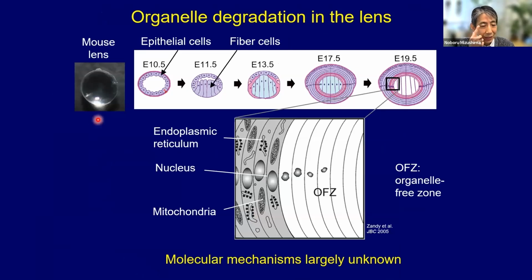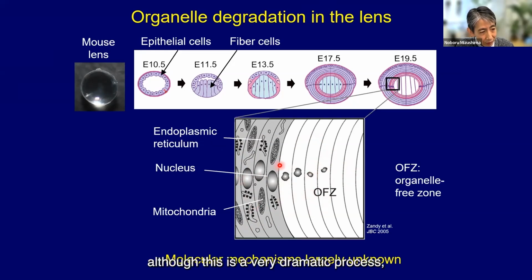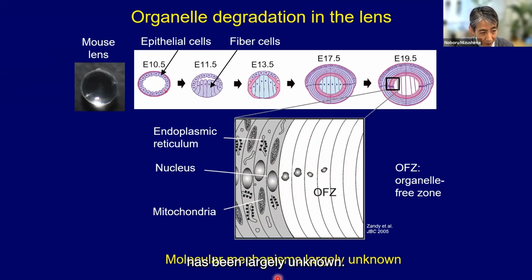The lens of the eye here. This is a very beautiful transparent tissue, and it consists of epithelial cells and fiber cells. These fiber cells originally contain a lot of intracellular organelles, like the endoplasmic reticulum, nucleus, and mitochondria. However, all of these organelles are degraded during differentiation, forming the organelle-free zone. Although this is a very dramatic process, the molecular mechanisms have been largely unknown.